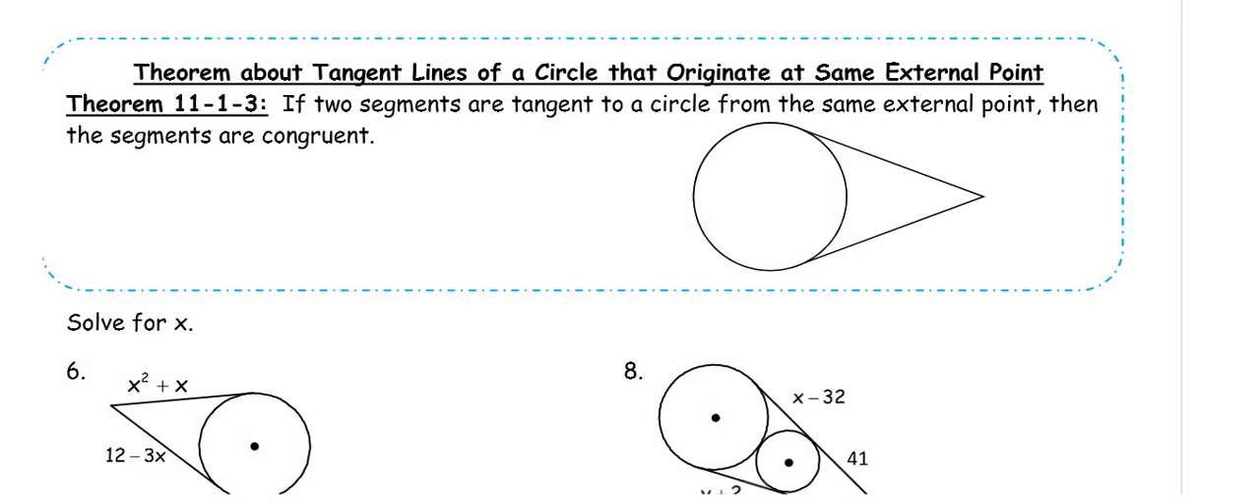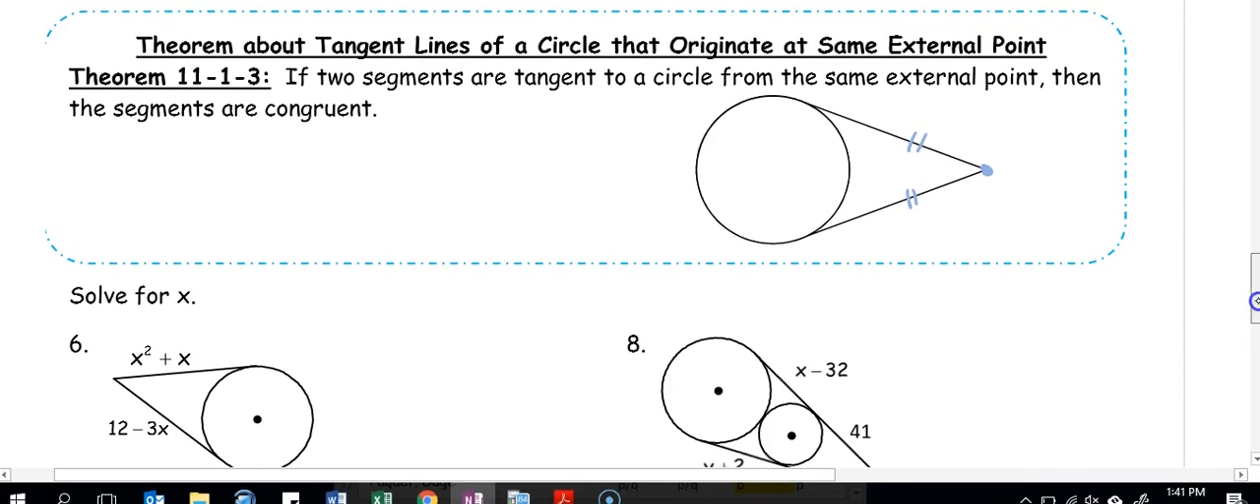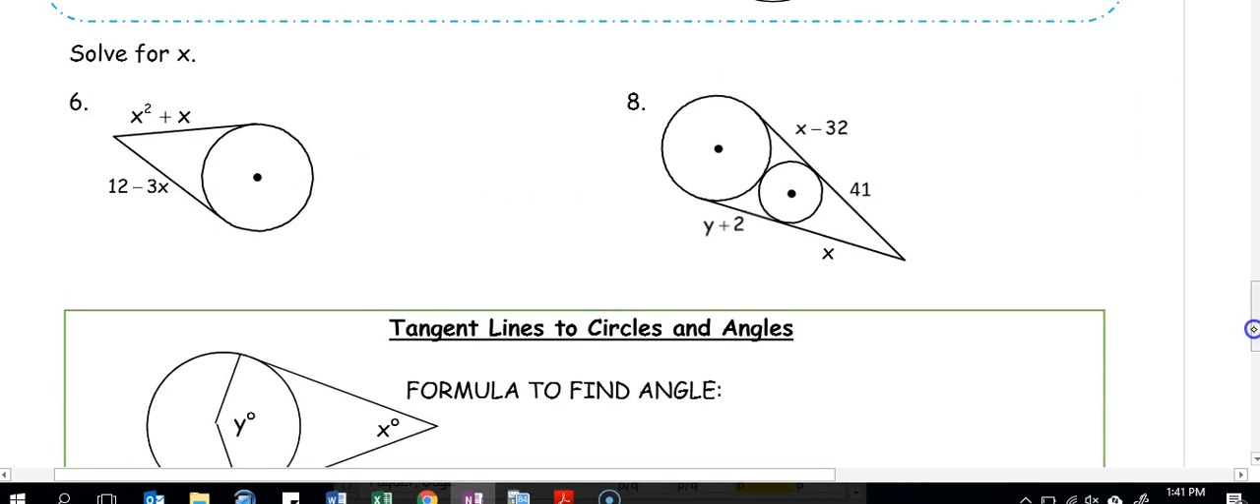If there are two segments that are tangent to the circle from the same exterior point, they're going to be congruent. So it kind of looks like a sideways ice cream cone where these lines would then be congruent with each other. So in number 6, we have two tangent lines. So we have x squared plus x is equal to 12 minus 3x. So I can move everything to the x squared side. So x squared plus 4x minus 12 equals 0.